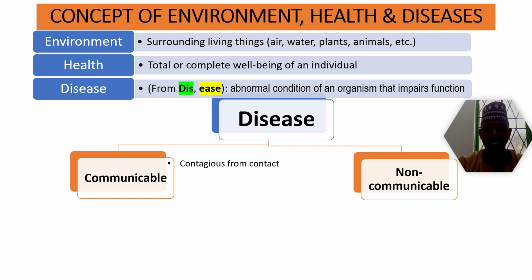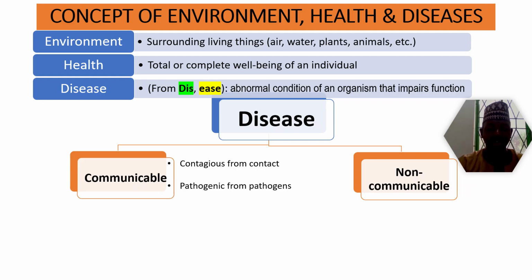So looking at the communicable, they are diseases that can easily be transmitted through contact with the infected person. If a healthy person is in contact with the infected person, the healthy person can easily acquire the disease. And because of this, communicable diseases are otherwise called contagious diseases because they can be spread from one person to another through contact.